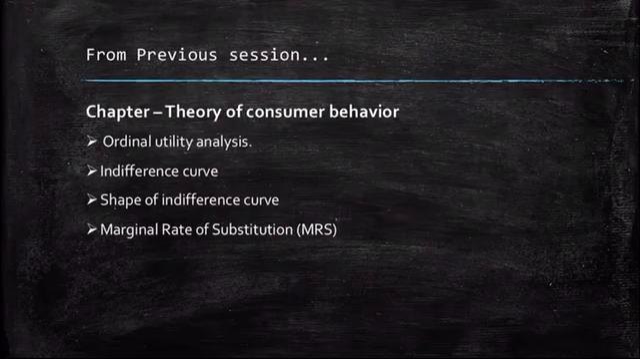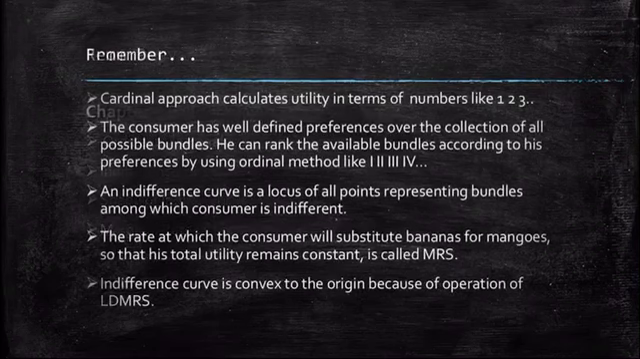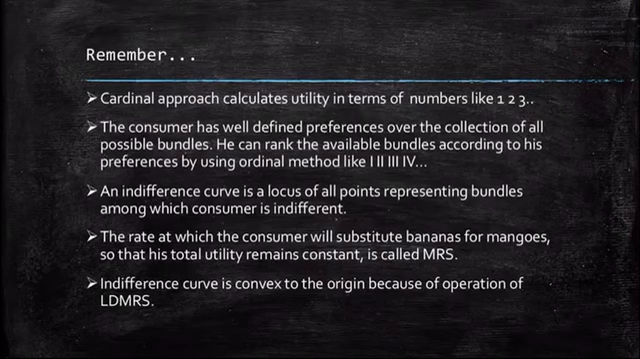In our previous session, we discussed ordinal utility analysis, then indifference curve analysis, then shape of indifference curve and marginal rate of substitution. If we can recall all these topics in a quick time, we started our session with the meaning of cardinal approach. Cardinal approach is nothing but calculating utility in terms of cardinal numbers like 1, 2, 3 and so on.